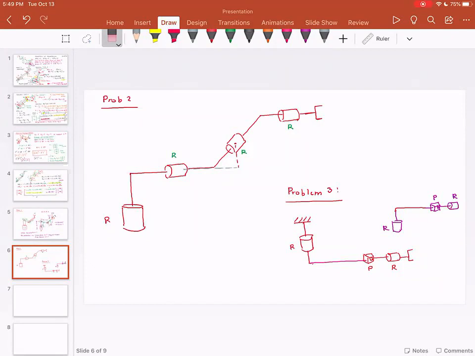Quiz 2, in my opinion, is slightly involved. That's why it has 30 points, because it's asking you to do a lot of stuff. It's asking you to do kinematic diagram, forward kinematics, forward kinematics with DH parameters. That's why quiz 2 is worth 30 points.